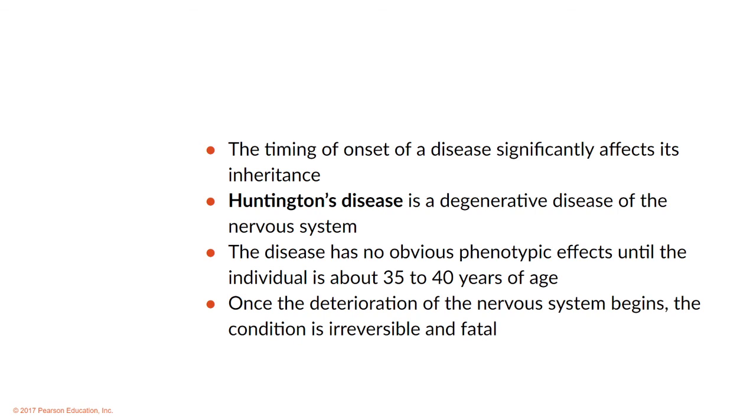So one example of this is Huntington's. After 35 to 40 years of age, Huntington's will start to cause deterioration of the nervous system. It's a nasty disease. There's no current treatment for it, or at best we can treat symptoms and help with quality of life, but we don't have any treatments to treat the disease itself.